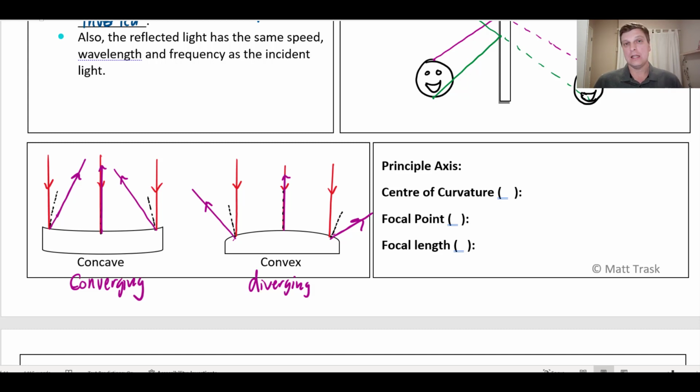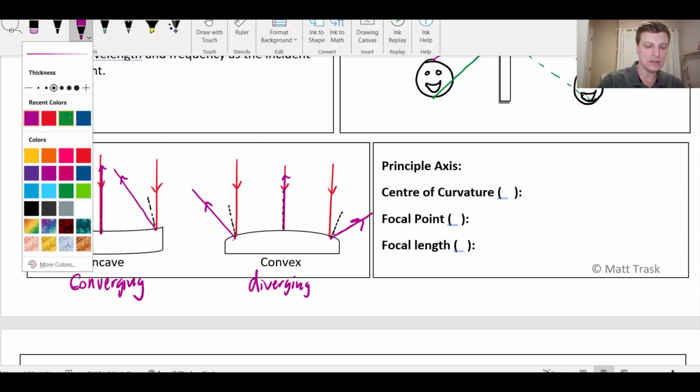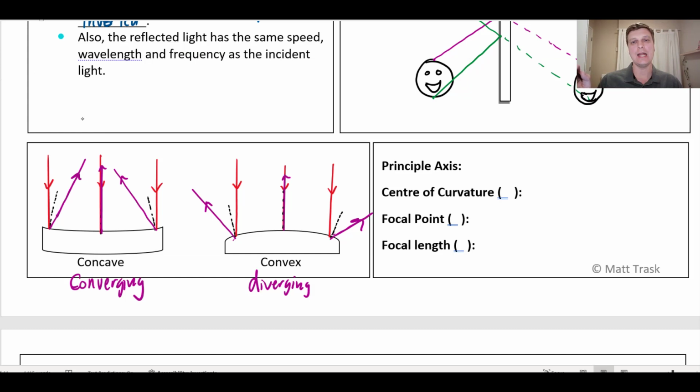Now, when looking at these mirrors and lenses, as we're going to learn in a bit, there's kind of four terms that we want to be aware of. There's the principal axis, and the principal axis is just a line that runs through the center of the mirror. So line through center of mirror. Okay, and we'll see what that looks like in just a second, but it's just an imaginary line that helps us kind of keep everything organized.